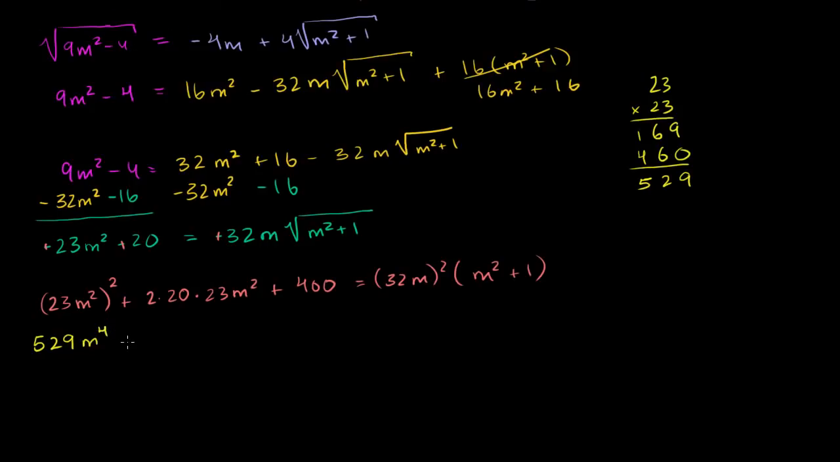m to the fourth plus 40 times 23. 4 times 20 is 80. 4 times 23 is 92. So it's going to be plus 920m squared plus 400 is equal to, so we're going to have 32 squared. So let me figure out what 32 squared is. 32 times 32. It seems like if you're taking this exam, you might as well have your multiplication tables memorized to about 50.